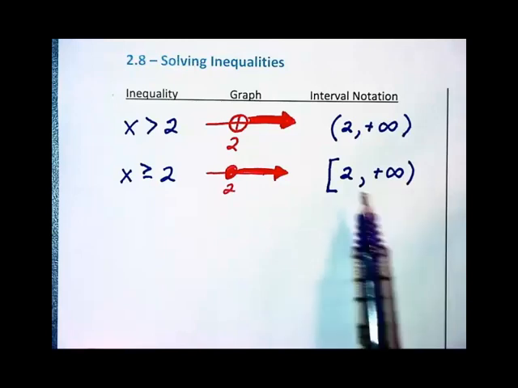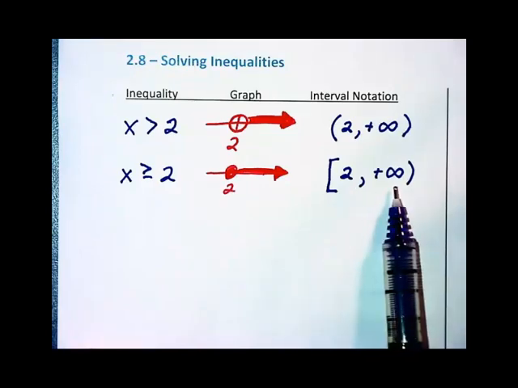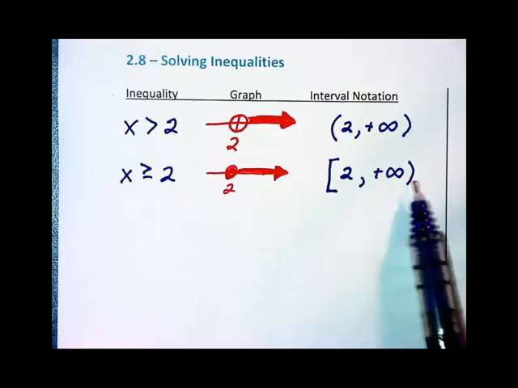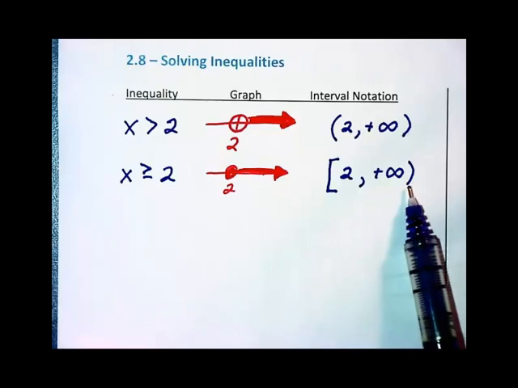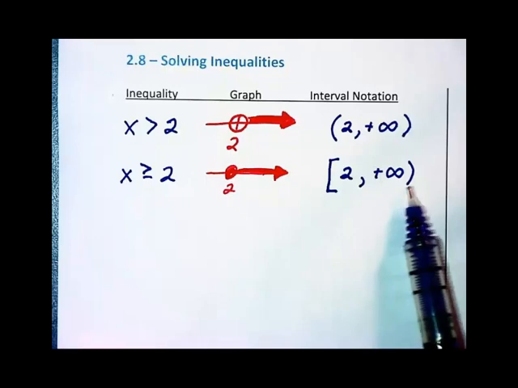Anytime you use interval notation, it always runs from small to large and never from large to small. And infinity is not a number, it is a concept, and therefore you can never have something equal to infinity, and there will never be a bracket with the infinity. It will always be in a parentheses.